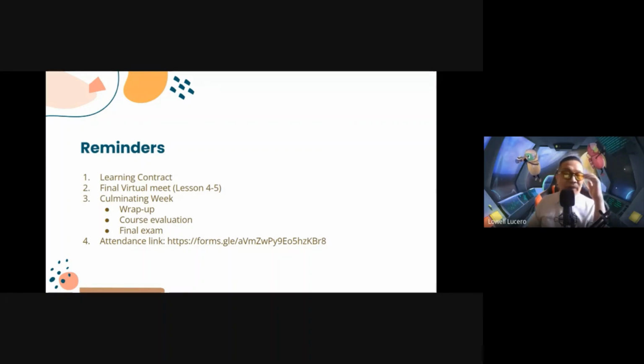So once you fill up the attendance link, you will receive again a certificate of attendance. Now, reminders also, for those who haven't yet, of course, you cannot proceed with the lesson if you have not signed the learning contract. So far, I have seen 62 out of 74 from both sections who responded to the learning contract. The learning contract is important. Meaning, we still have 12 who have not started the lesson.